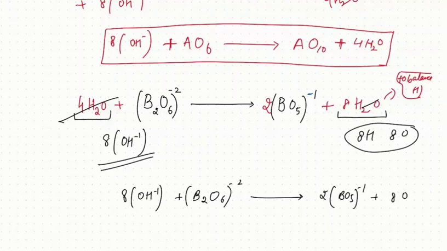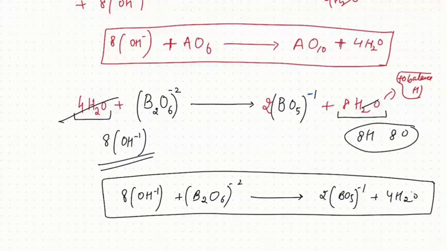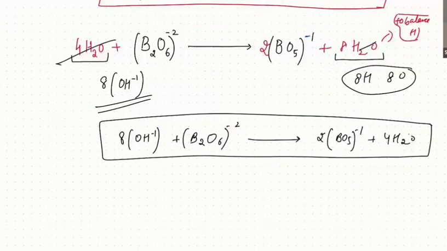8 OH negative. Is this part clear? Yeah. Like this. Do you understand? Yeah. Got the point or no? Yes, I got the point. That's how you balance the equation in the basic medium. Got it? Yeah.